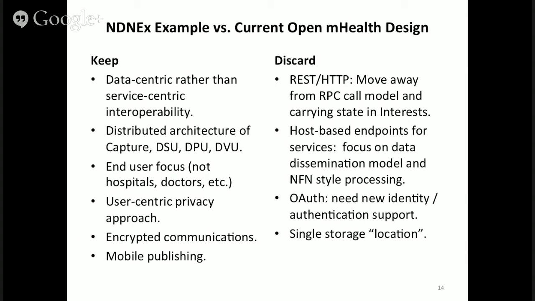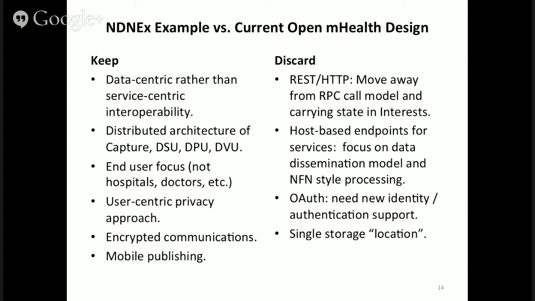Then we are expecting that all communications would be encrypted, and that this is part of the existing Homage architecture, and that we would have mobile publishing, that the bulk of the data is actually coming from mobile devices. Things that we want to move away from are the REST and HTTP-based RPC call model, and even the notion of replicating that by carrying state and interest, and try to get actually to this data dissemination focused model. We don't want to have host-based endpoints for services, period. We'll focus on data dissemination and NFN style processing.